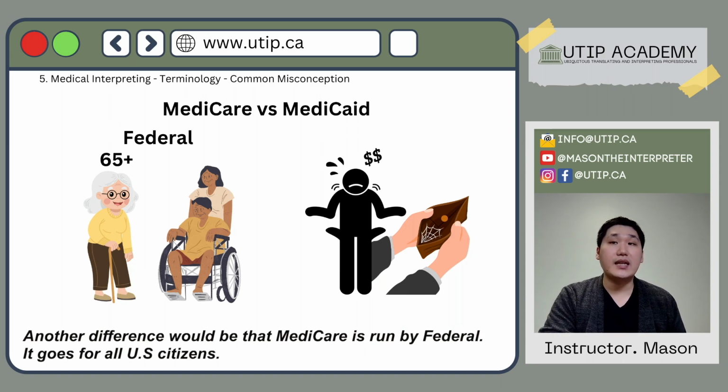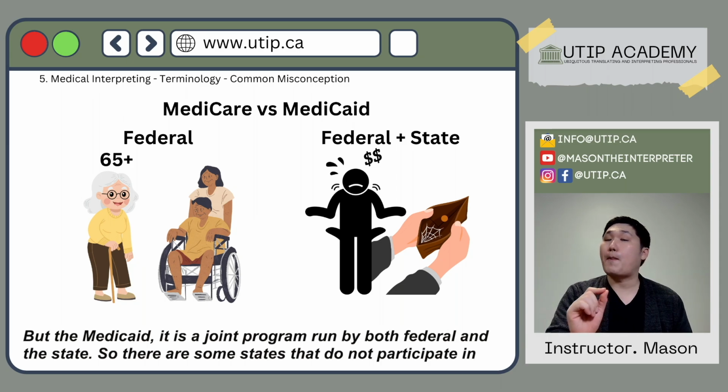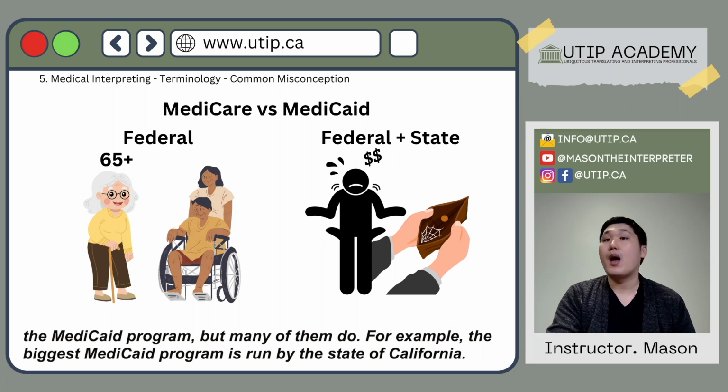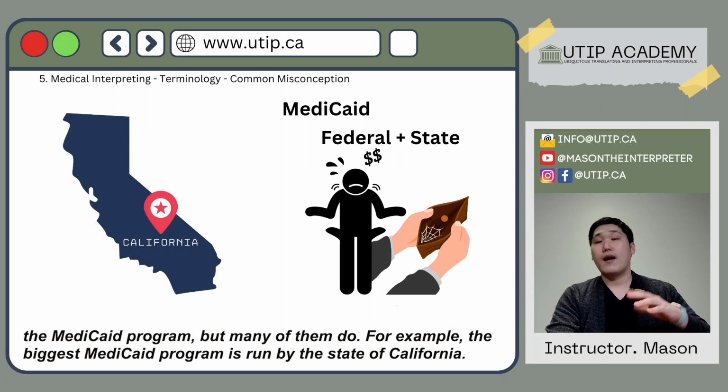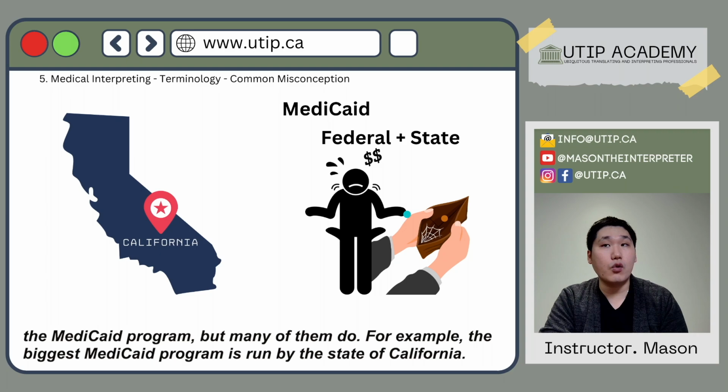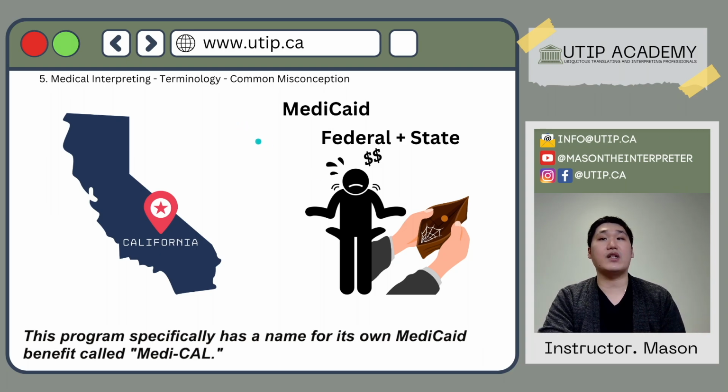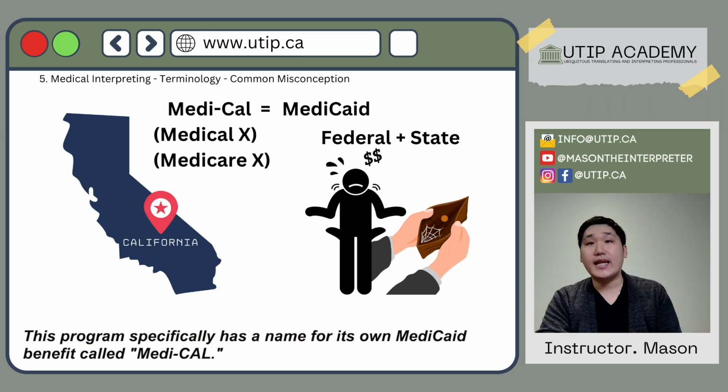Another difference would be that Medicare is run by federal. It goes for all US citizens. But the Medicaid, it is a joint program run by both federal and the state. So there are some states that do not participate in the Medicaid program, but many of them do. For example, the biggest Medicaid program is run by the state of California. This program specifically has a name for its own Medicaid benefit called Medi-Cal.